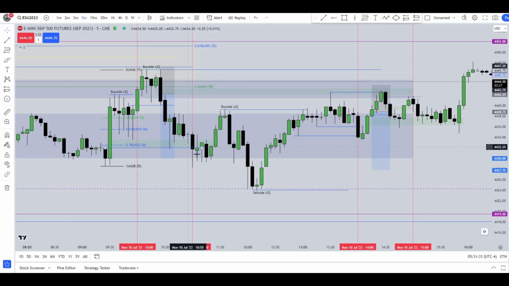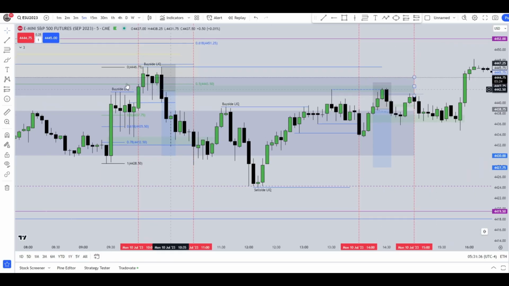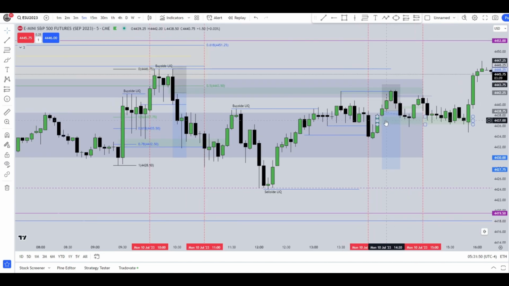So this day I traded both the AM and the PM session. In the AM session I tried to get this setup here, but I didn't get entered because price never went back to this value gap where I wanted to enter from. And then I also entered here in the PM session.